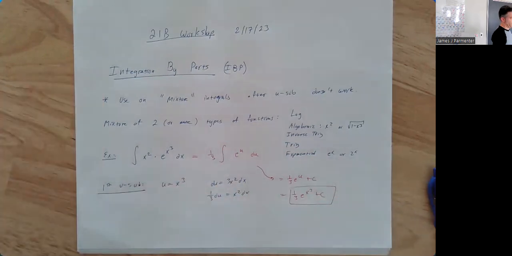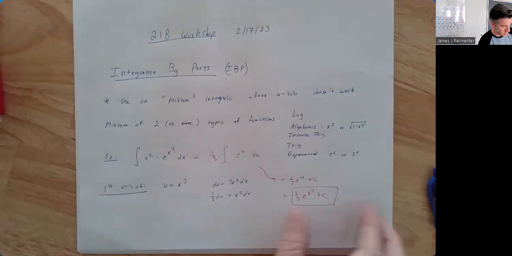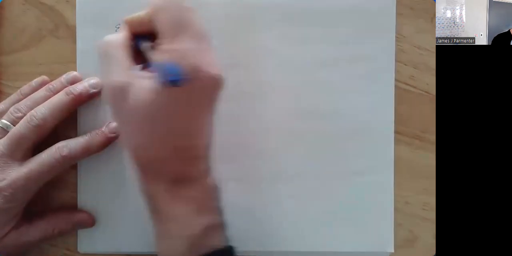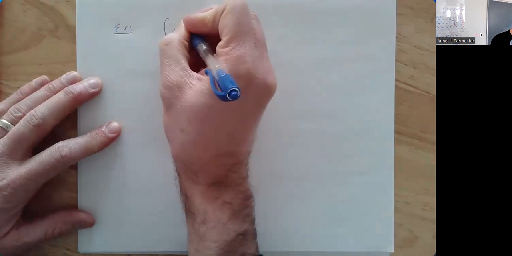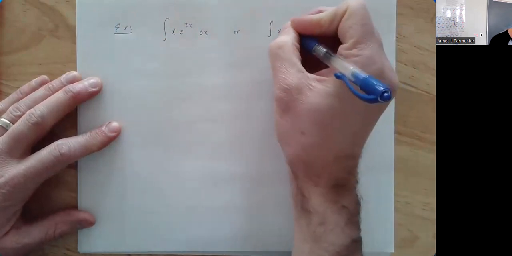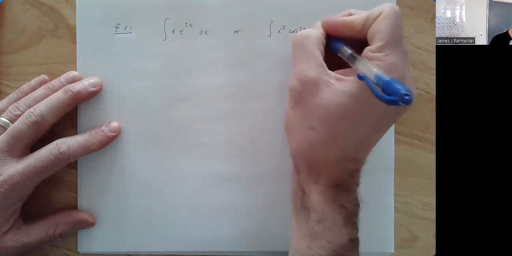I just want to stress, when you see a mixture of functions, usually the first thing you want to do is look for a good u substitution. Sometimes there will be, sometimes there won't. When there isn't a good u substitution, the next thing we look for is trying to do integration by parts. For example, the integral of x e to the 2x, or the integral of x squared cosine of 3x.